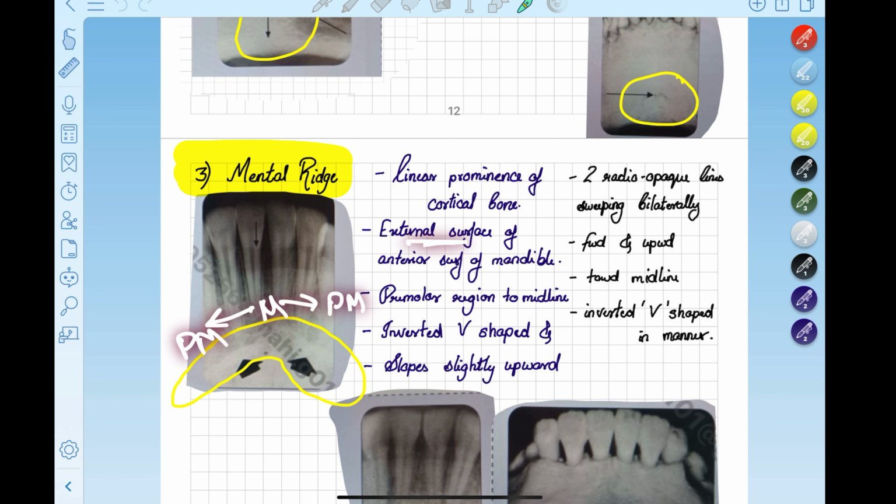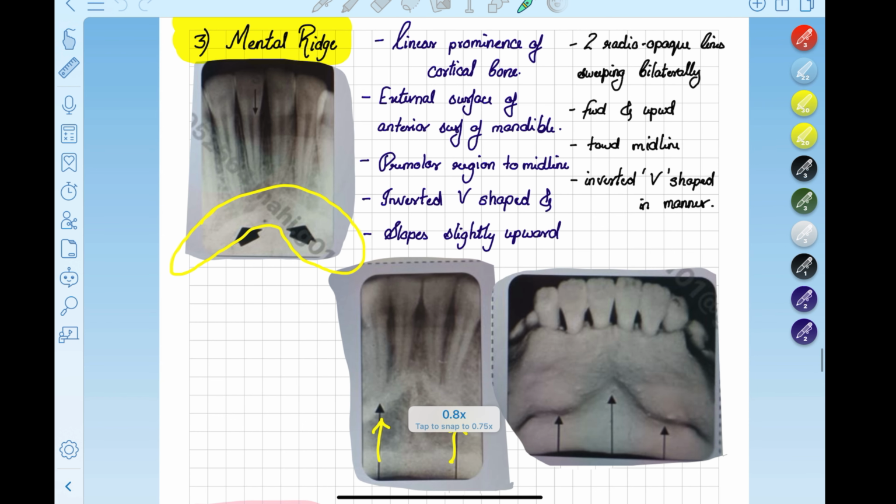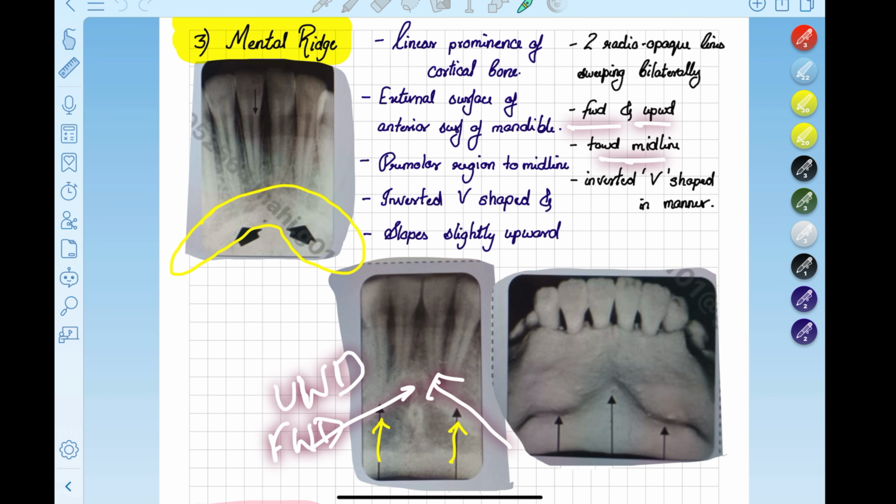It is located on the external surface of the anterior part of the mandible. On the radiograph or IOPA, we can see two radiopaque lines sweeping bilaterally. Bilateral means they occur on both sides, going forward and upward. How are they going? Forward and upward towards the midline.